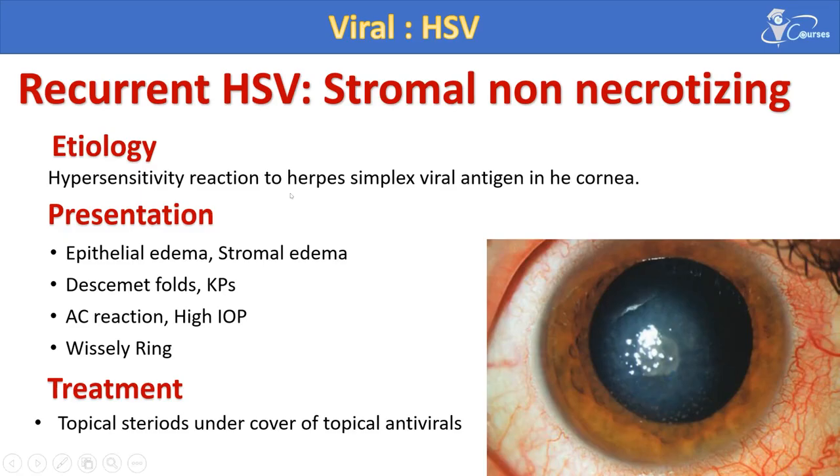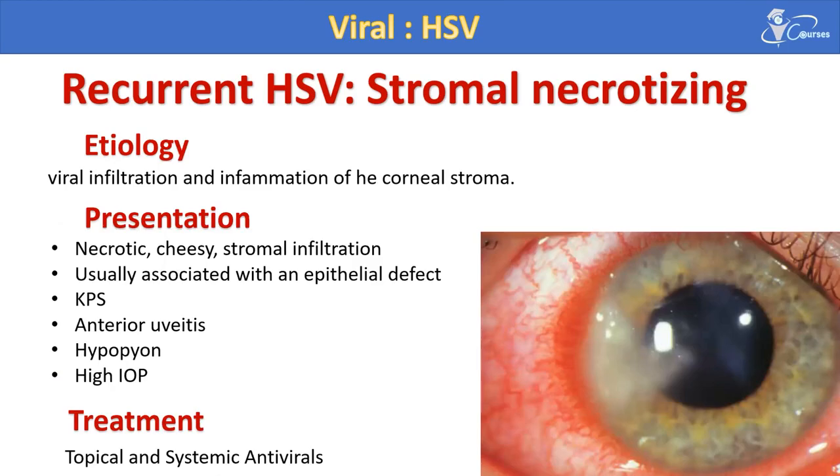Okay, so this is everything about the stromal non-necrotizing keratitis or the disciform keratitis. The other variant is the necrotizing type. This is a more severe form of recurrent herpes simplex. It is called the stromal necrotizing keratitis. It is actually a viral infiltration and inflammation of the corneal stroma. So it is not a hypersensitivity reaction. It is an actual invasion, like there is primary invasion of the stroma. The herpes is invading the stroma, it is attacking the stroma.